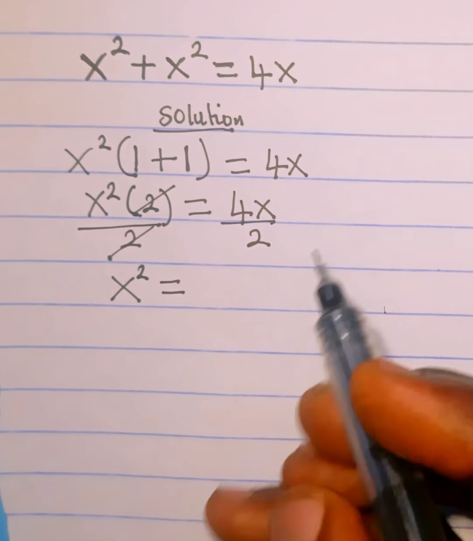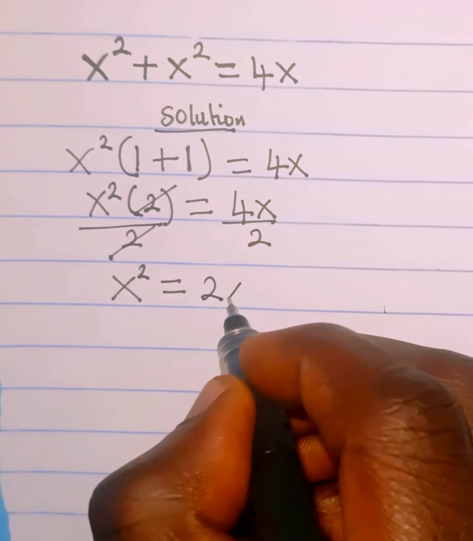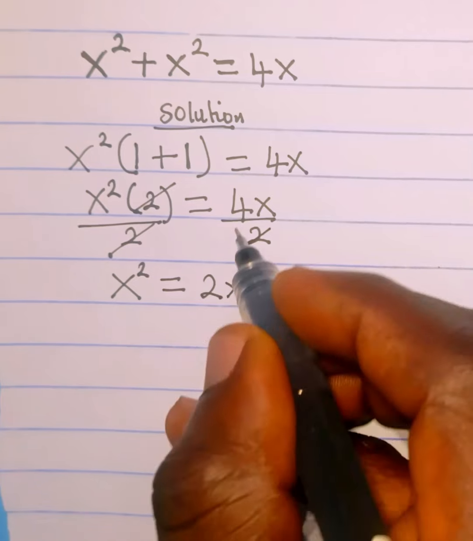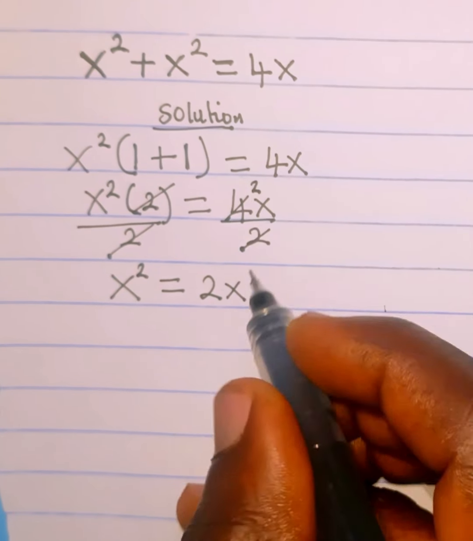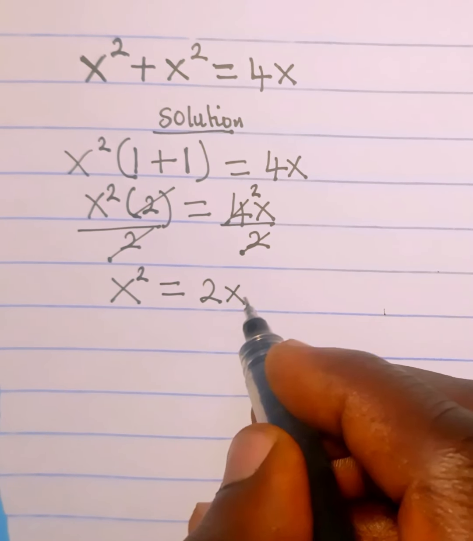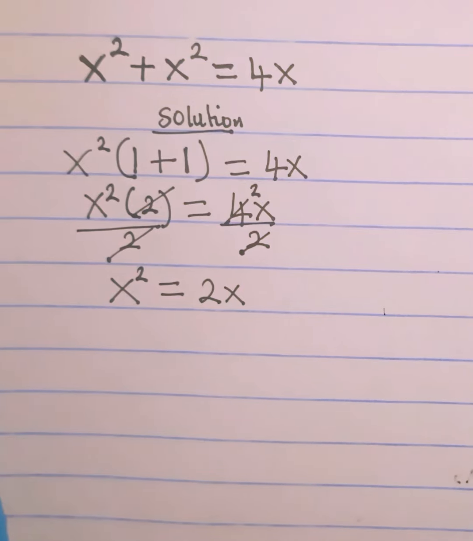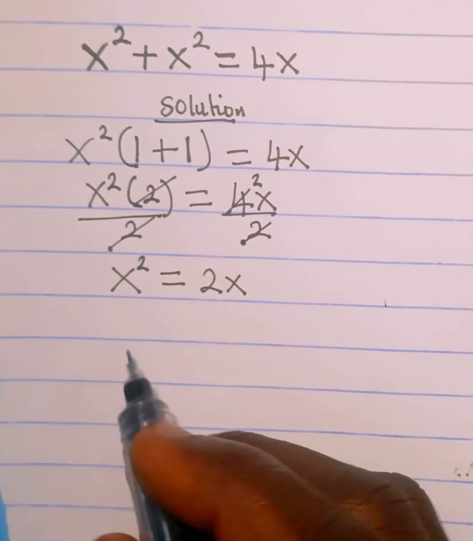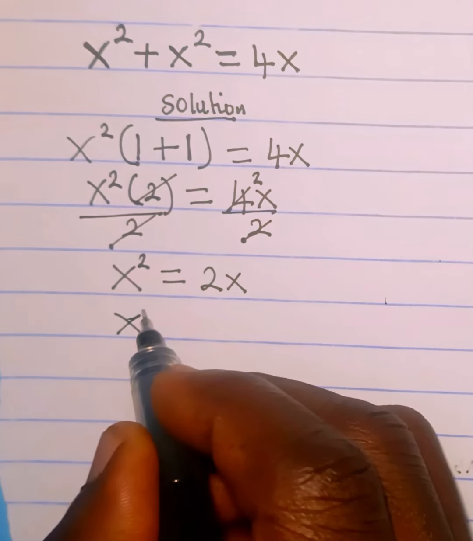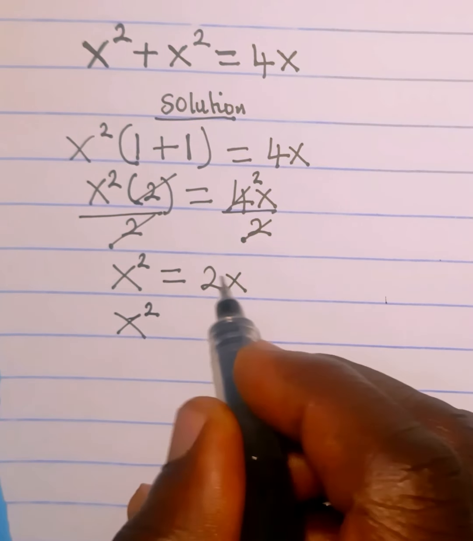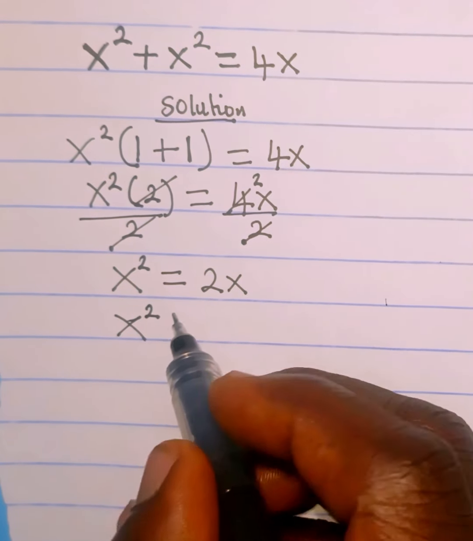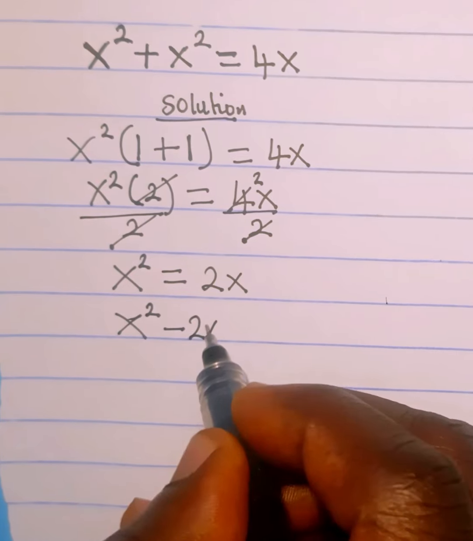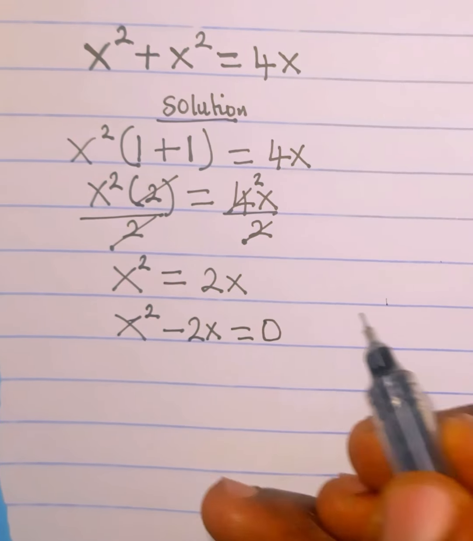Then 2 multiplied by x is going to give us 2x. Because 2 here is 1, then 2 here is going to be 2. 2x divided by 1 is the same as 2x. So the next thing we're going to do is to take this 2x back to the left hand side. So we have x raised to the power of 2. And when this positive crosses the equality sign, it becomes negative 2x, which is the same as 0.